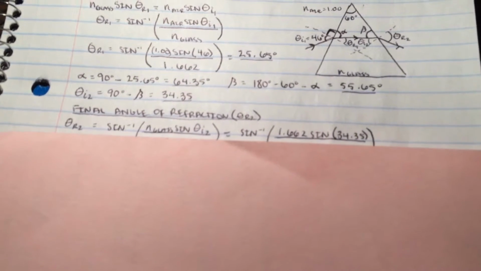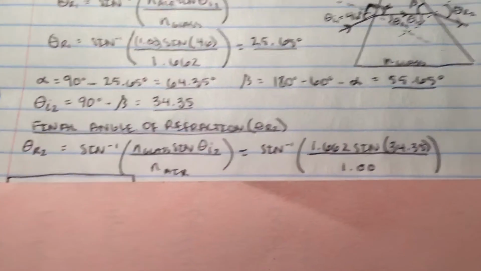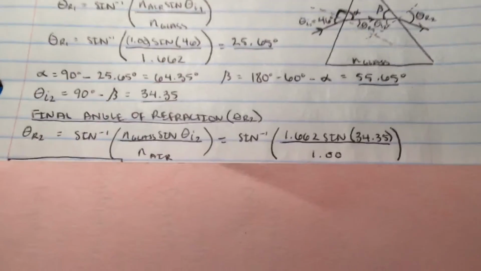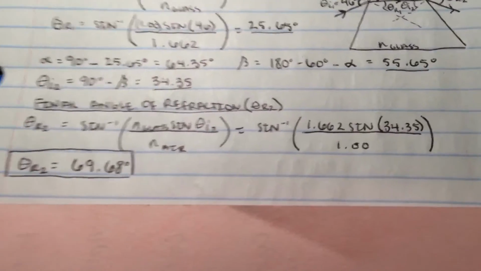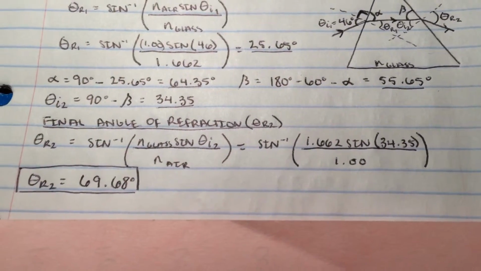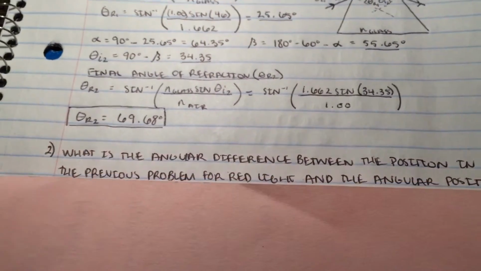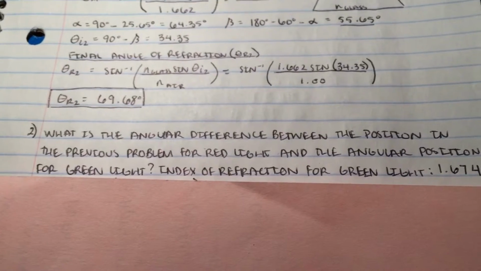After getting that, you go back to Snell's law and you just plug in the values. Here we go, we just plugged it in. We used n glass and the index of refraction for air. And you get the angle of refraction for red light, which is 69.68 degrees. So, on to the next problem, which involves the angle of refraction for the red light.